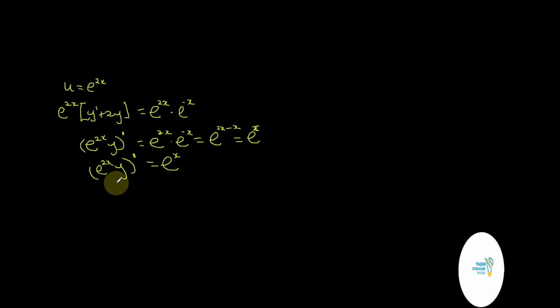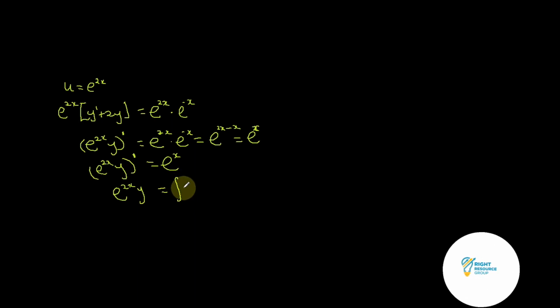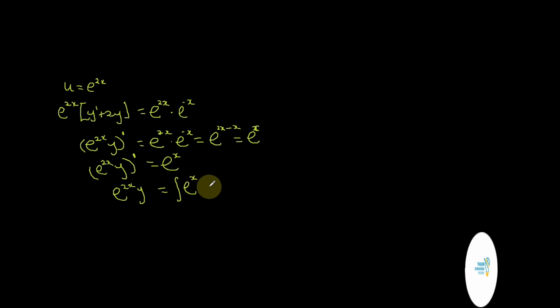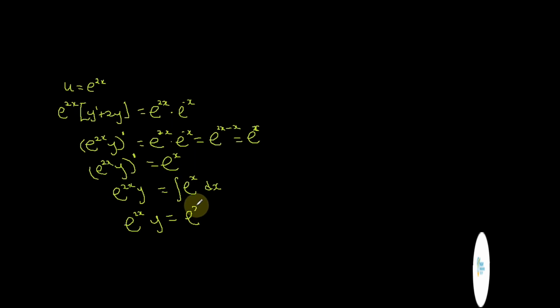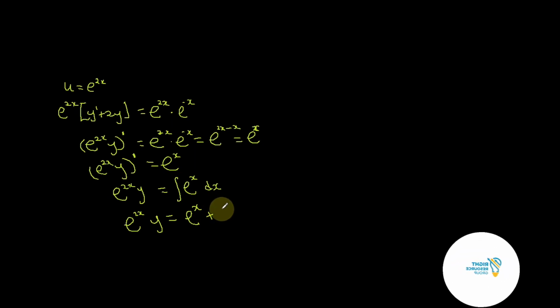We have to take the integral of both sides. Taking the integral of both sides, we'll be left with exponential 2xy equals integral of exponential x dx. Okay, now from here we have exponential 2xy equals, when we integrate exponential x, we'll be left with exponential x, since the coefficient of x here is 1, plus our constant a.